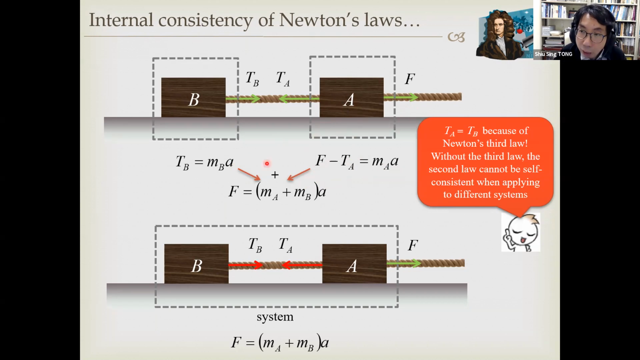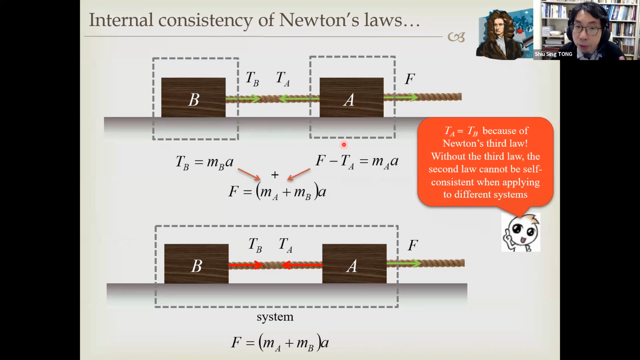Now I have two equations. If I add up the two equations, I find that Tb actually cancels with minus Ta, because Tb and Ta are a pair of action and reaction. They are the interaction forces of the two bodies due to the string, so they form an action and reaction pair.